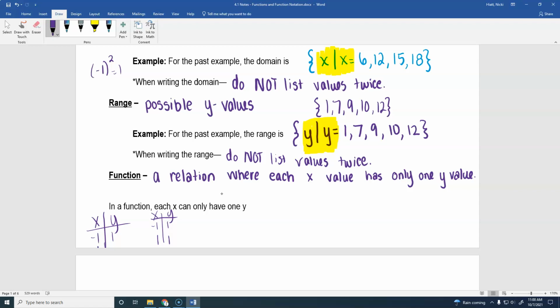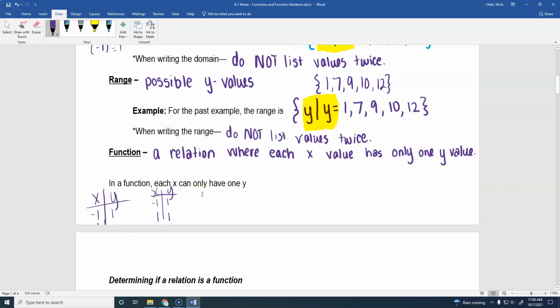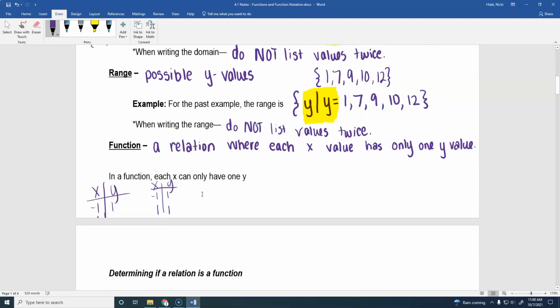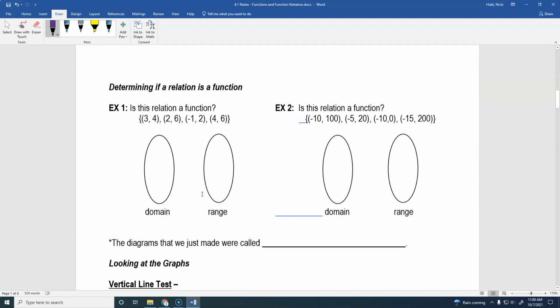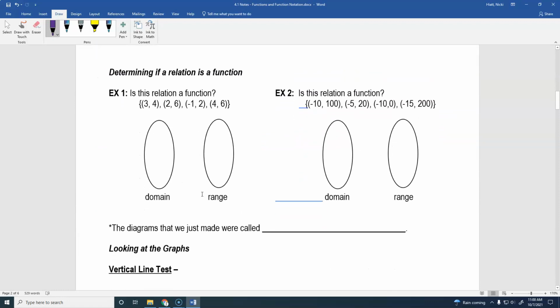Okay? So basically, there are several ways we can think about this. One thing we can do with this is we can make what we call a mapping diagram. The diagrams that we just made are called, we haven't made them yet, but I'm going to skip down here. They're called mapping diagrams. Please make sure you're writing all this down. So some of you have not picked up a pencil.